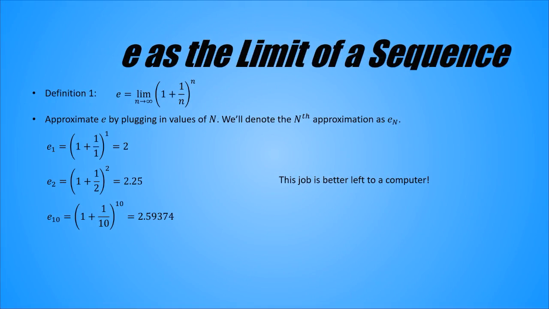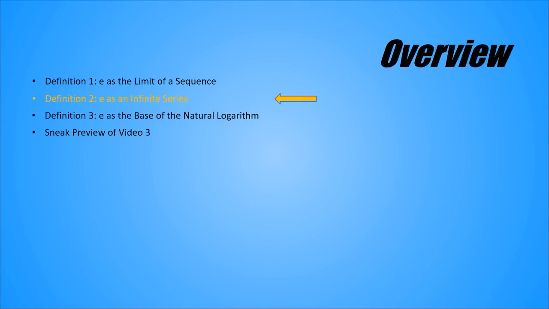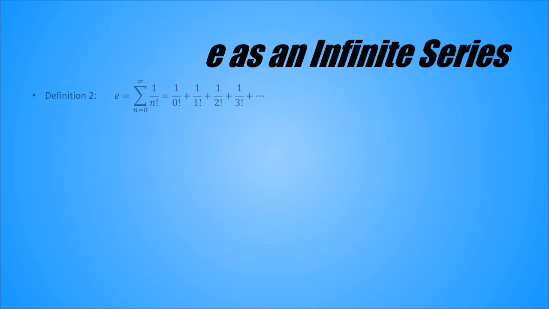Okay, we're back. So now let's get into segment 2, where we'll look at e as an infinite series. And here's definition 2. e is the sum as n runs from 0 to infinity of 1 over n factorial. And here I've listed out the first 4 terms.